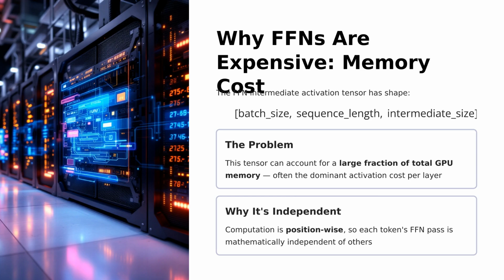One reason feed-forward networks are so expensive is memory. The intermediate activation tensor in the FFN can become very large.